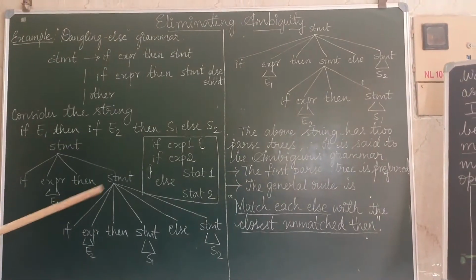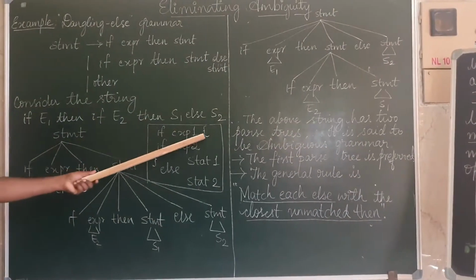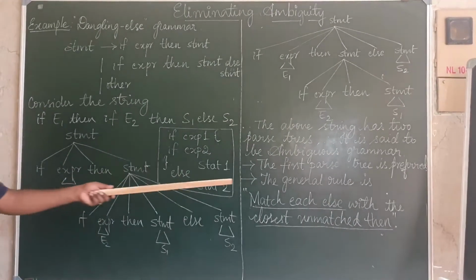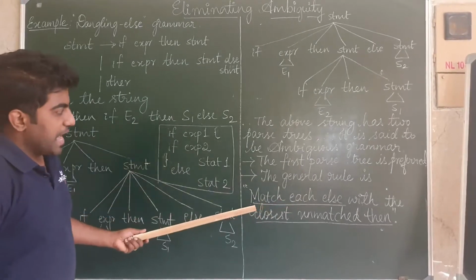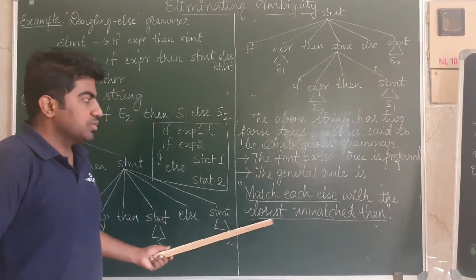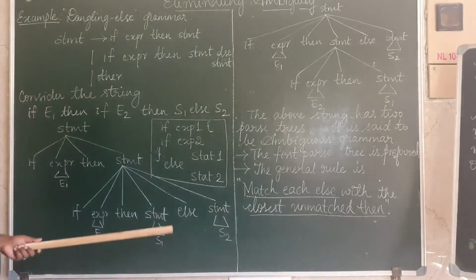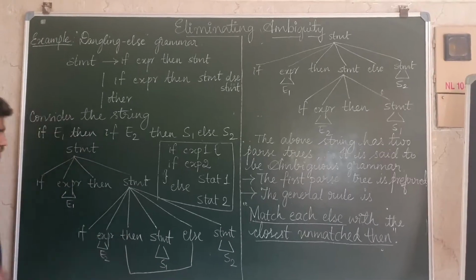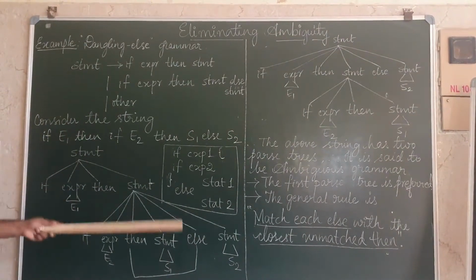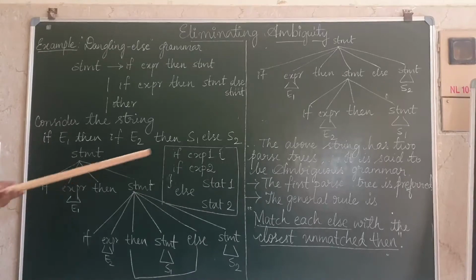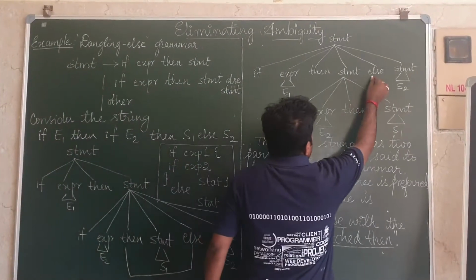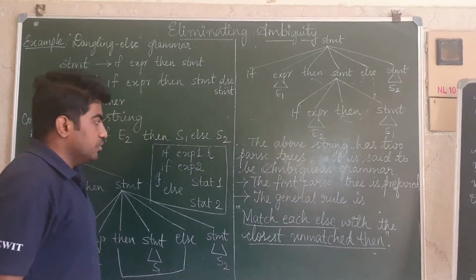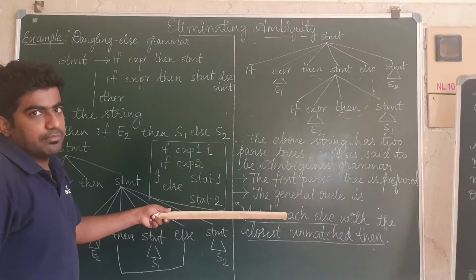Which parse tree is preferable out of these two? The one which is regarded with these braces. This first parse tree, because the general rule is: match each else with the closest unmatched then. Match each else with the closest unmatched then. This else will match with this one. This parse tree is most preferable compared to this one, because this else cannot be matched with this then also. Understood? So this is the general rule we have to follow.